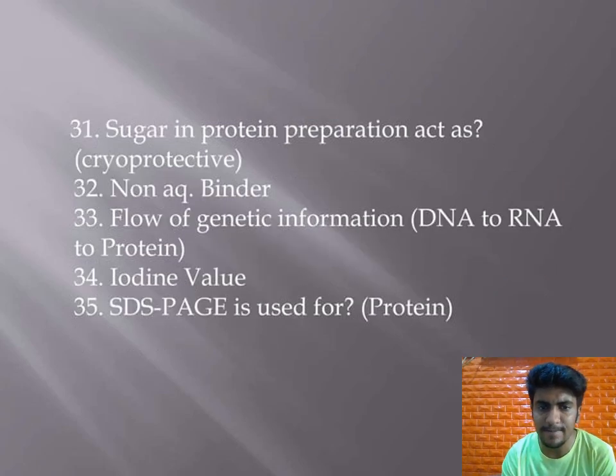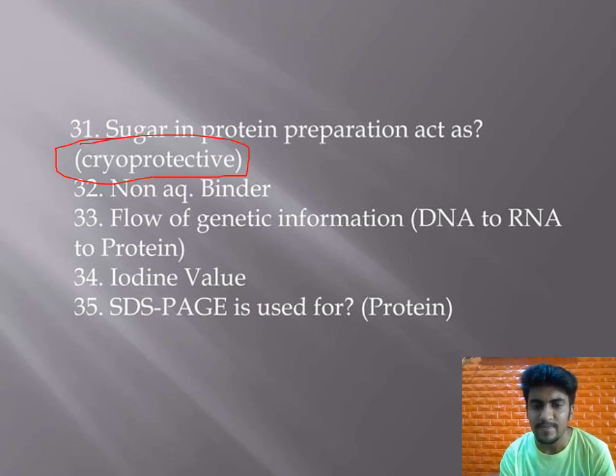Then sugar in protein preparation acts as a cryoprotective agent. So we have trehalose. We have a lot of sugar molecules that are non-reducing sugars especially. Then non-aqueous binder. So the dry binder PVP, polyvinyl pyrrolidone, is a non-aqueous binder.